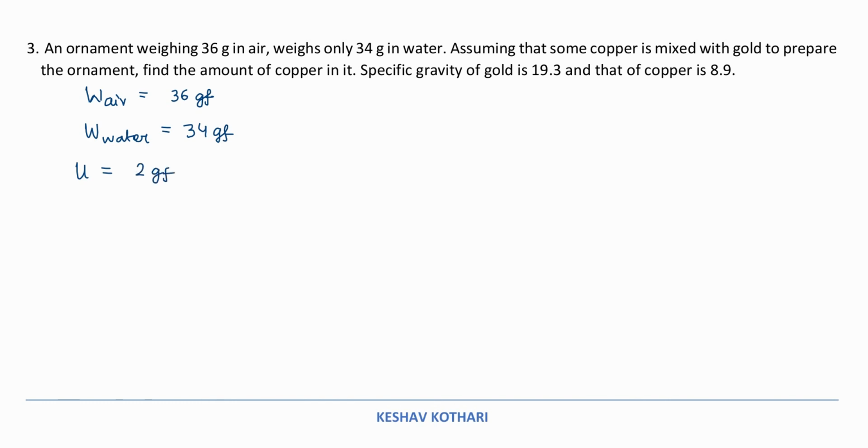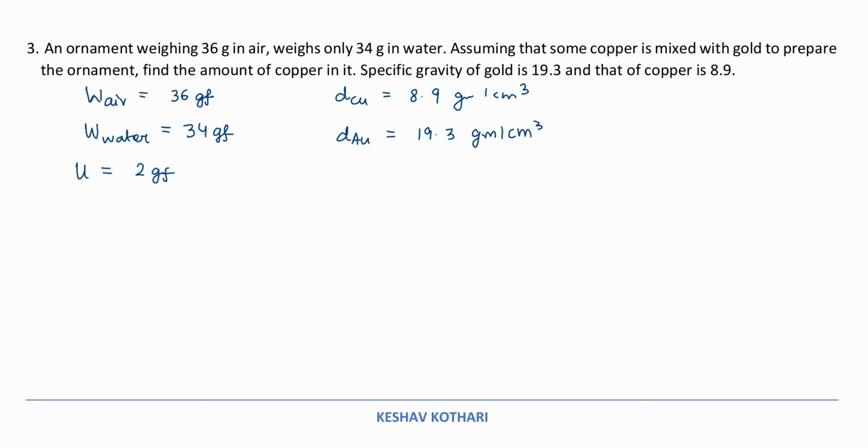Now the next part is giving us the specific gravity of gold and copper. So I can write that the density of copper is equal to 8.9 gram per centimeter cube, and that of gold is 19.3 gram per centimeter cube. So these are the pieces of information which we have extracted from this particular problem which is given to us.